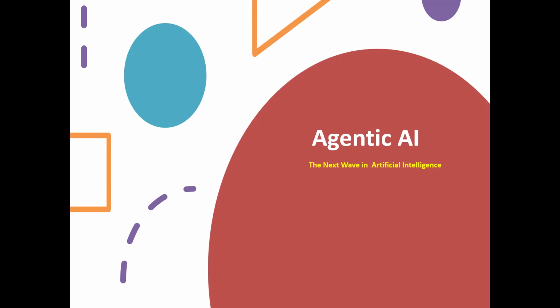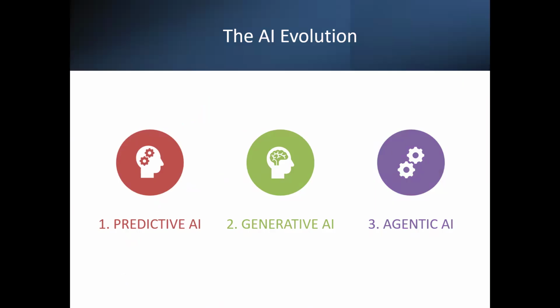Let me go to the next slide here. As I mentioned, we have three waves here. That is how AI has evolved, starting from the first one, predictive AI, then generative AI, and then agentic AI.